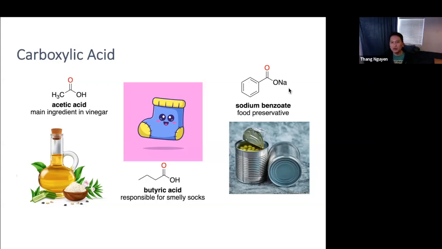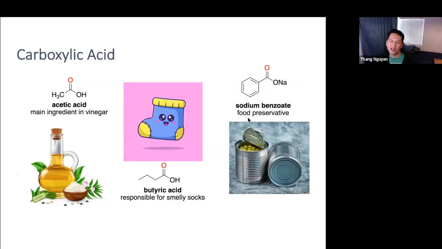Technically this is benzoic acid, but if you remove that acidic part and add in the metal, this is called sodium benzoate. I want to include that in here, even though it's technically not an acid anymore, because it's just a salt. Its precursor was benzoic acid. Anyways, sodium benzoate is what you are very familiar with, maybe.